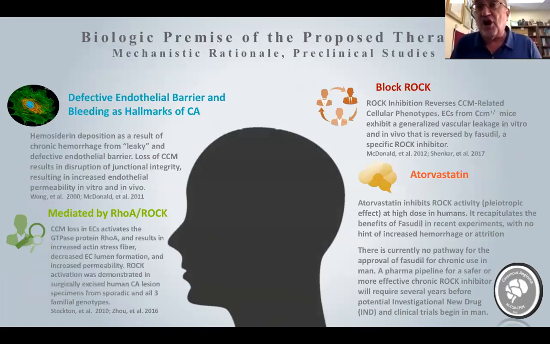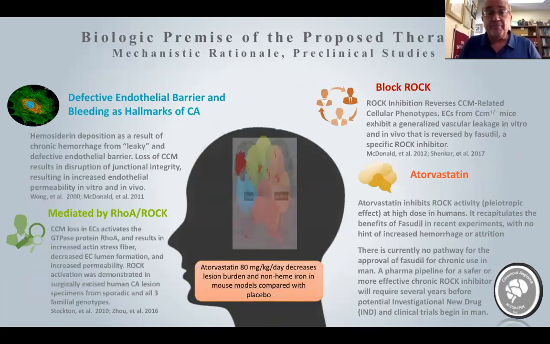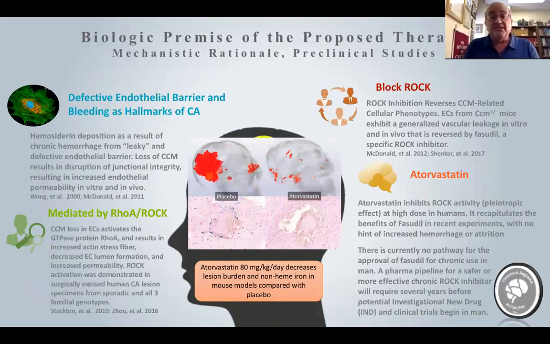Normally, we don't take it for ROCK inhibition. We take it to decrease cholesterol, but it also inhibits ROCK, and that's why it causes the atherosclerosis plaque to become stable. So if atorvastatin does to the cavernous angioma what it does to the atherosclerosis plaque, then it will be a very helpful drug. And in the mice, next slide, we have in fact shown, this is a mouse brain on the left that is on placebo, and the mouse brain on the right received atorvastatin. I'd like to have my lesion like the one on the right rather than the one on the left.